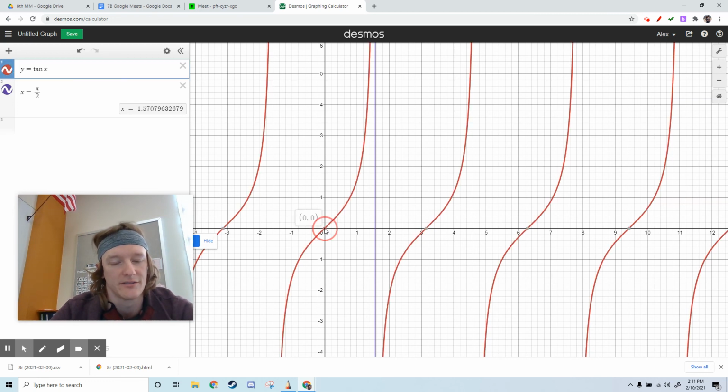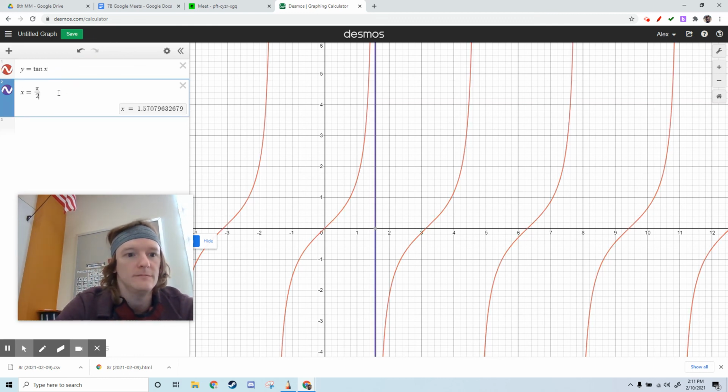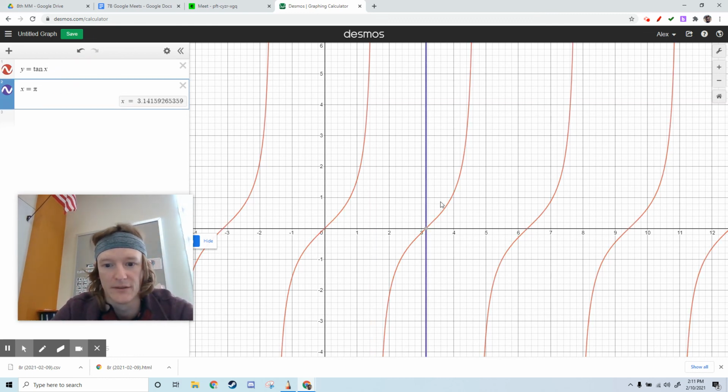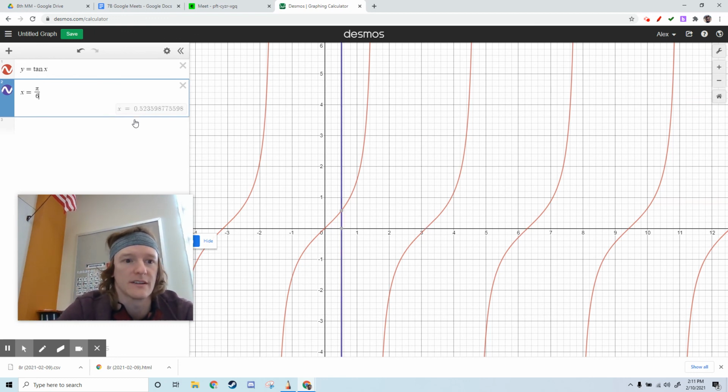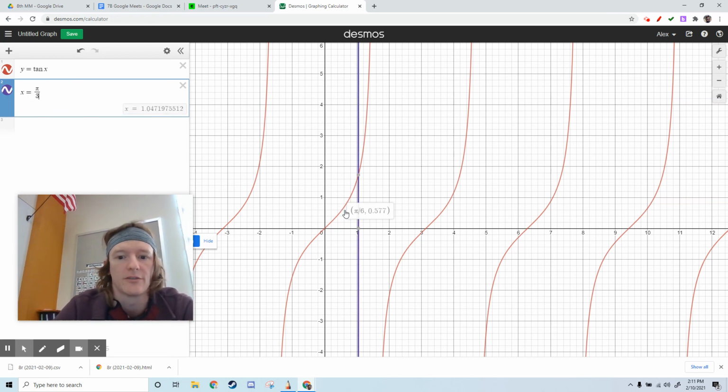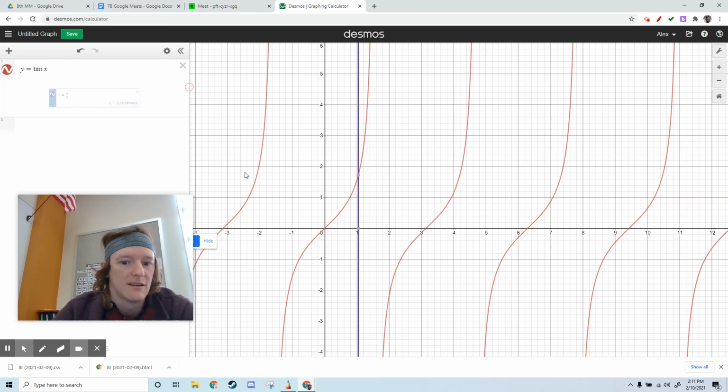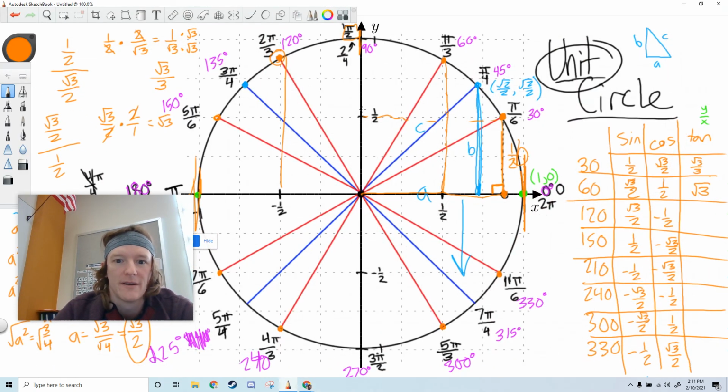So tangent of 0 was 0. Tangent of pi was 0. Pi over 6, I think, was square root of 3 over 3, I think is what it was. So we tried that one. We also did pi over 3, and we got the square root of 3, 1.732. And that is how the unit circle works.